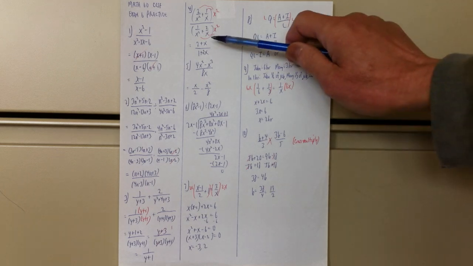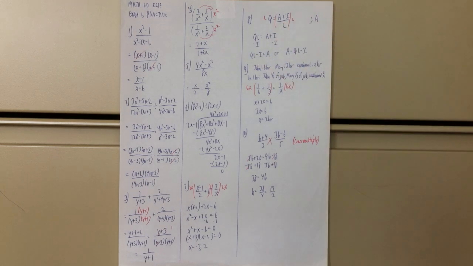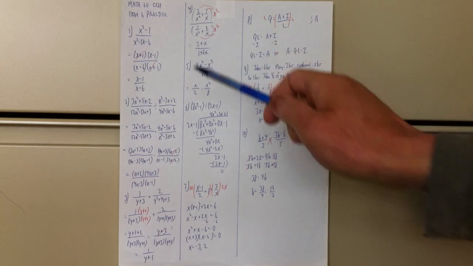And once again, don't try to cancel the x's or the 2's. You're not allowed to once you have an addition or subtraction.